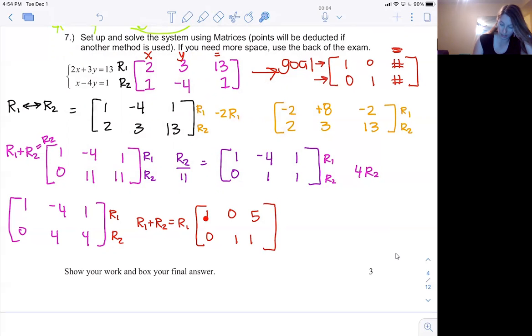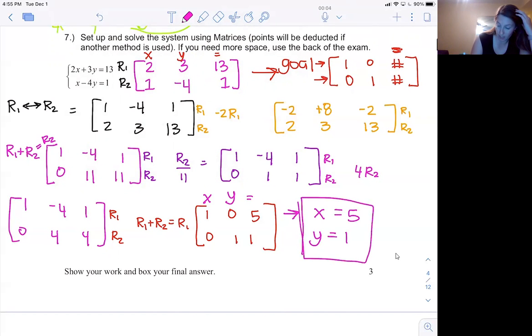I wanted a 0 right here, 2 zeros, 2 ones, and then these are just numbers. So that's what I want. If I remember, these are my x values, these are my y's, this is what I equal. So if I rewrite this top row, I have 1x plus 0y equals 5. And on bottom, I have 0x plus 1y equals 1. So I have two solutions. I have what my x equals and what my y equals. So that's my answer.